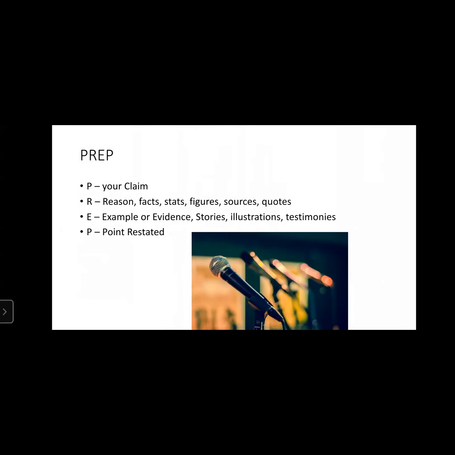So basically, P is your claim, or the point that you're sharing. R is the reasons: the facts, the stats, the figures, the sources, the quotes. That's what makes up the reason. E are the examples or evidence: the stories, the illustrations, the testimonials. Then P stands for point restated. That's what the PREP formula is. We teach it in Podium Dynamics Academy, and most of the students who use the PREP formula turn out to be fantastic speakers.